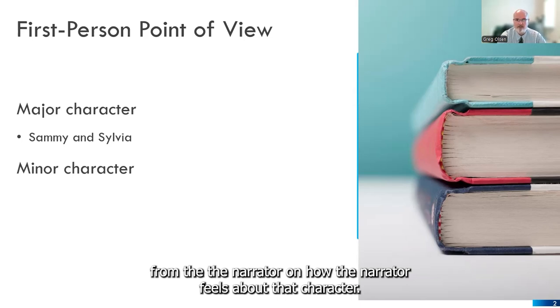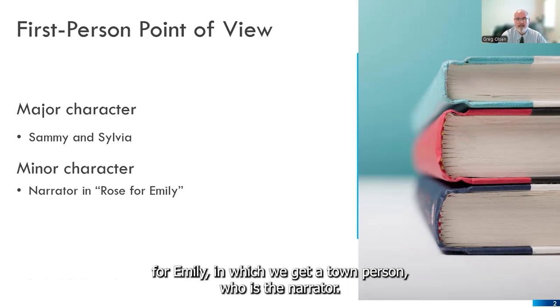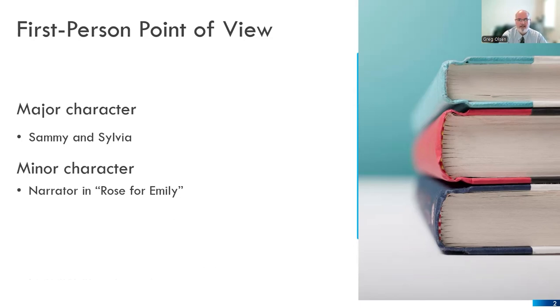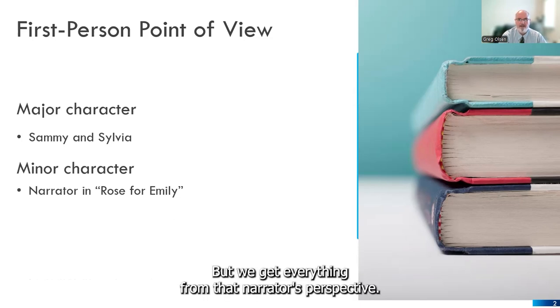about that character. An example of a minor character would be in our reading for this week, A Rose for Emily, in which we get a town person who is the narrator. So the town person isn't a major character within the story, but we get everything from that narrator's perspective.